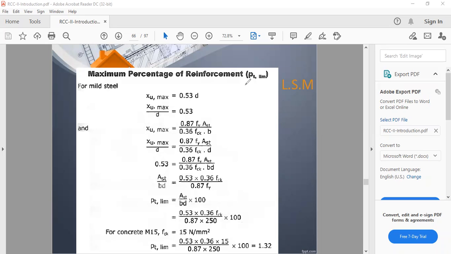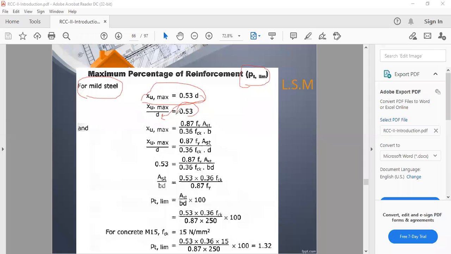This is denoted by PTLIM, or the limiting value of percentage of the steel. So let us consider it for mild steel. For mild steel, you know that the value of XU max is 0.53 times D. Take this D to this side, so you will get the XU max by D ratio as 0.53.